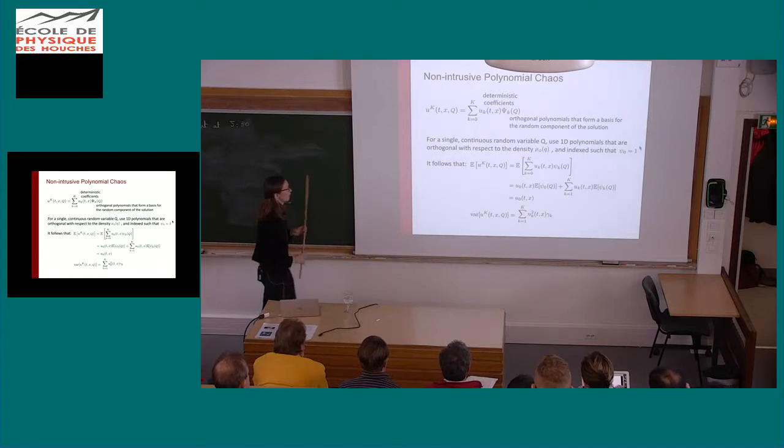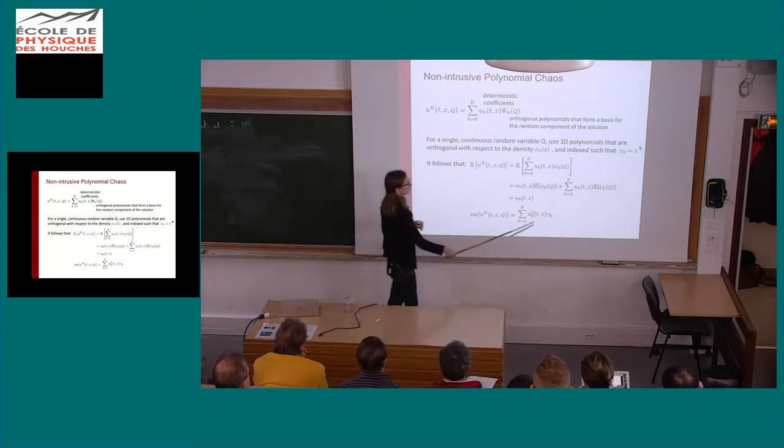Similarly, you can show that the variance is just equal to the sum of all the other coefficients squared in the expansion.